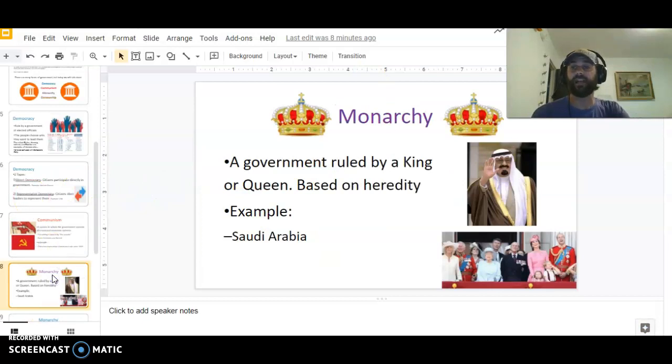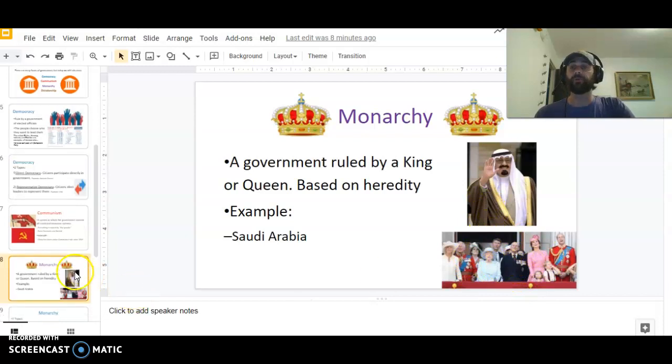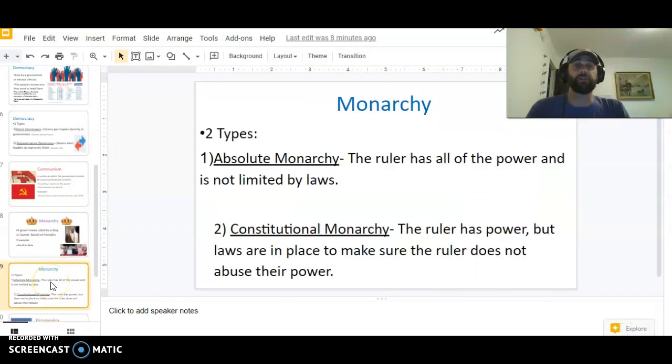You might have seen this next one, which is monarchy. This is government ruled by a king or queen based on heredity. An example is Saudi Arabia. They have had a monarchy the last 59 years. And then this is the royal family of England, which most people know. We do need to distinguish there are two types.